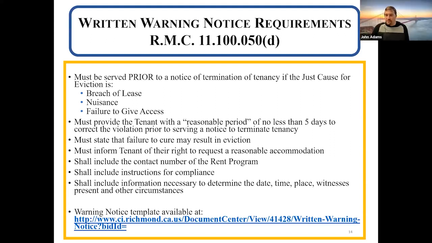Essentially, for these 3 evictions, a landlord must give 2 warning notices, a notice to cease and a notice to cease or quit. En estas situaciones, los propietarios deben de dar 2 avisos de advertencia. Primero, un aviso para parar eso y el segundo, el aviso de terminar el contrato.